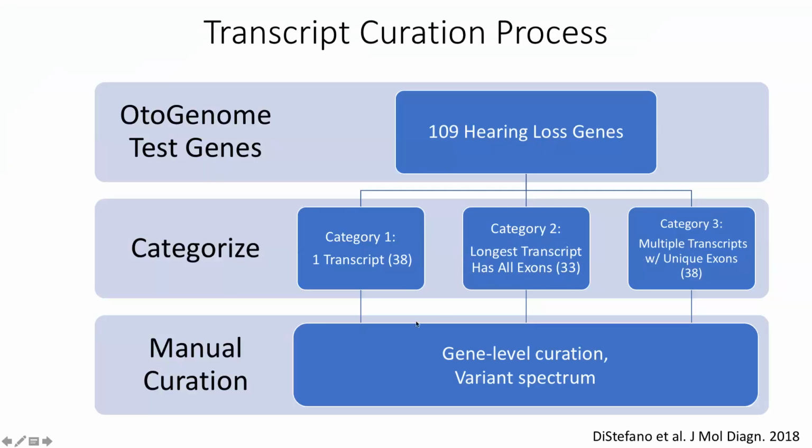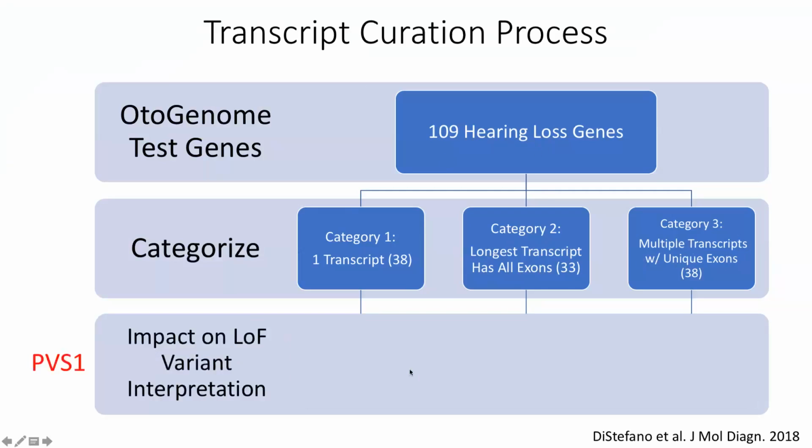And so what we did was manual curation at the gene level and the variant spectrum, which I'll talk about. And these are actually really important because it would impact the classification of variants, largely the loss of function classification. And this would be corresponding to the ACMG code PVS1, which is very strong evidence of pathogenicity. So you essentially only need one more piece of evidence of pathogenicity to classify a variant as likely pathogenic if you classify it using PVS1, which is loss of function variant in a gene where loss of function is a known mechanism of disease.